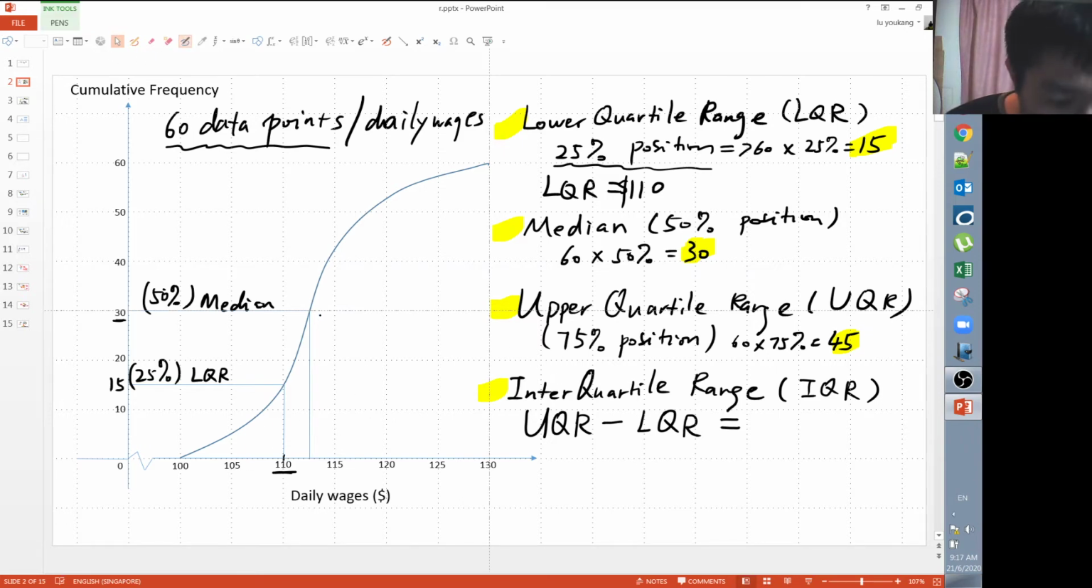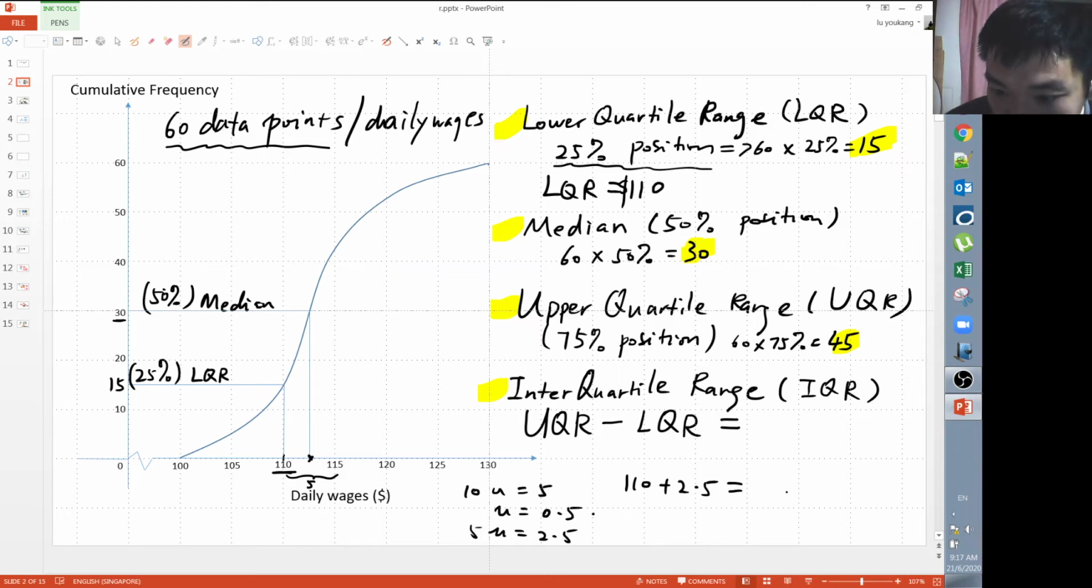So just read this. So here is 5. Okay, so you have 10 units within 5. So 1 unit is 0.5. Alright, okay, so you have 1, 2, 3, 4, 5. So 5 units here. So 5 units is 2.5. So what you do is use 110 plus your 2.5. So this should be your 112.5.